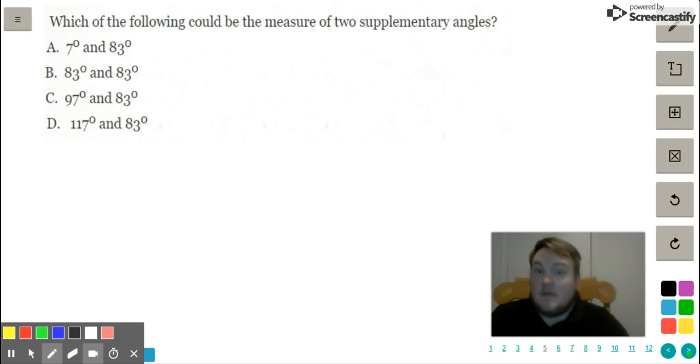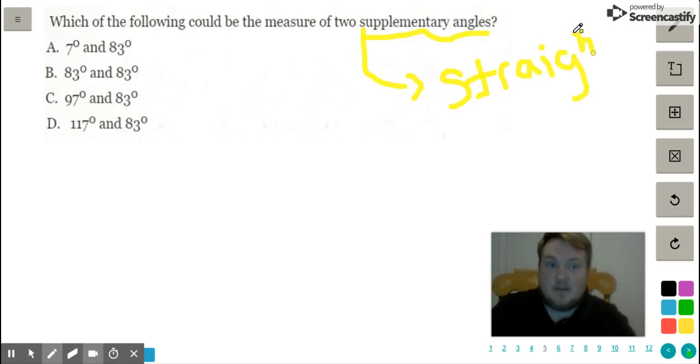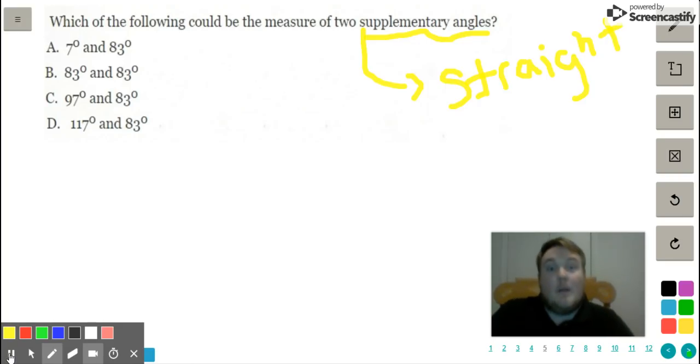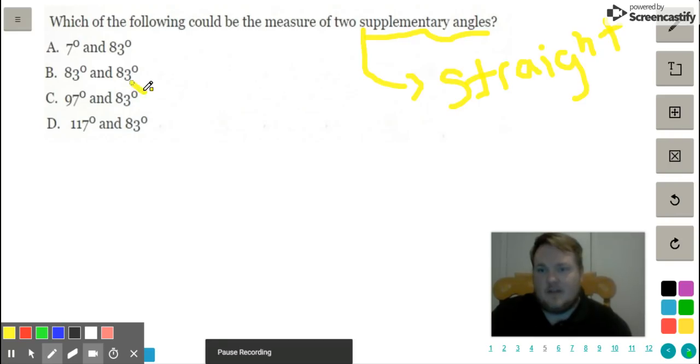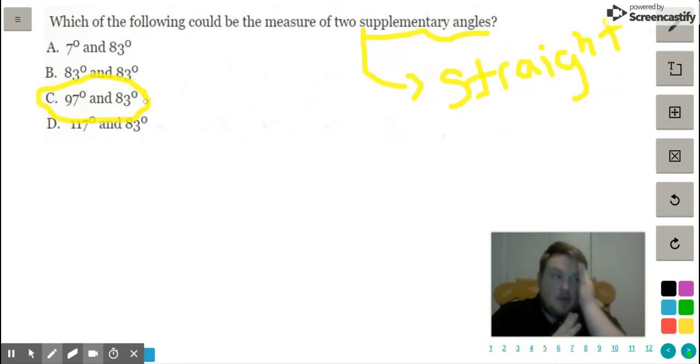Which of the following could be the measure of 2 supplementary angles? Well, remember that the S in supplementary stands for straight line, okay? And a straight line measures out to be 180 degrees. So therefore, you're going to take your calculator, and you're going to add these two angles together. 7 plus 83 equals 90. Those two angles are complementary. 83 plus 83 is 166. That doesn't add up to be 180 degrees. But 97 plus 83 does add up to be 180, and that would make it supplementary. Supplementary meaning straight line.